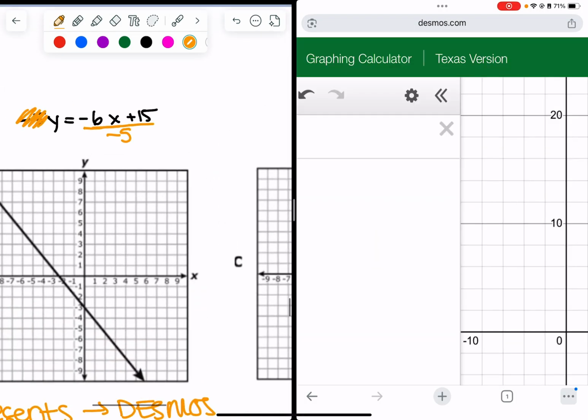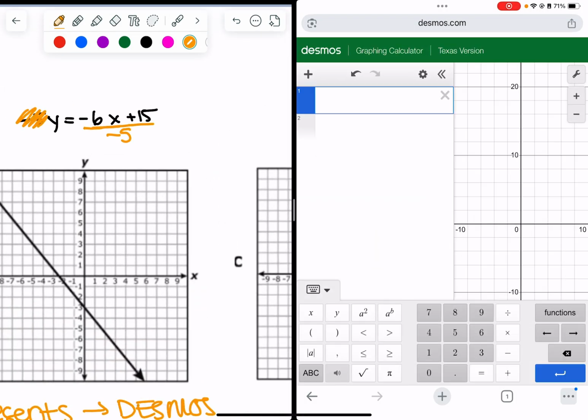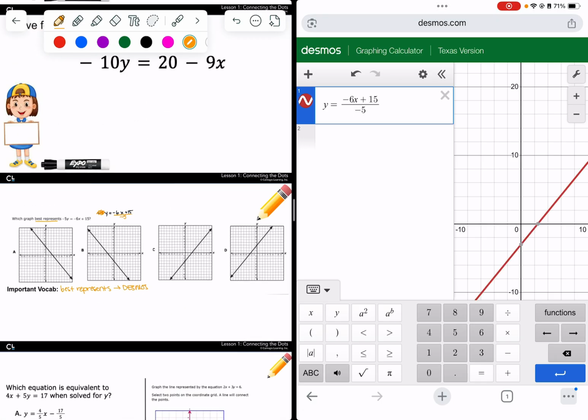So I'm going to go to Desmos, and I'm going to graph this. So I have y equals, and to get this big giant fraction, you are going to press the fraction symbol first right down here. And I'm going to type negative 6x plus 15, and then on the bottom, I'm going to put negative 5, and I get this line.